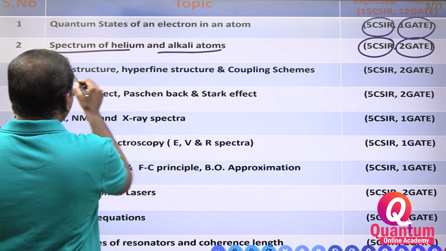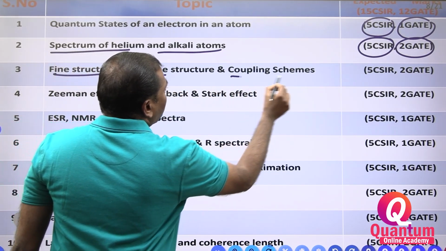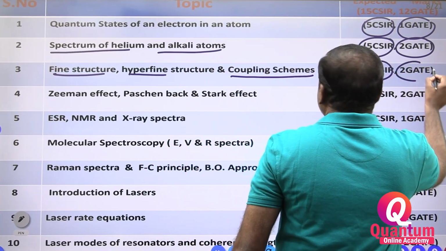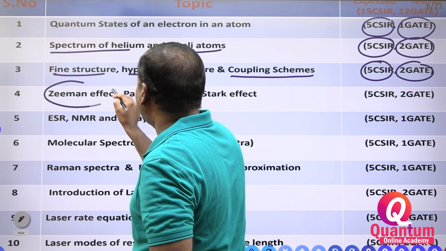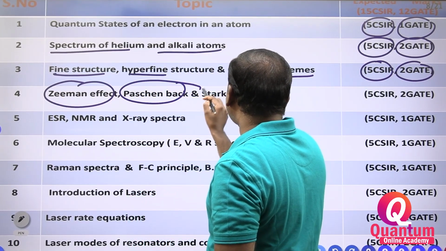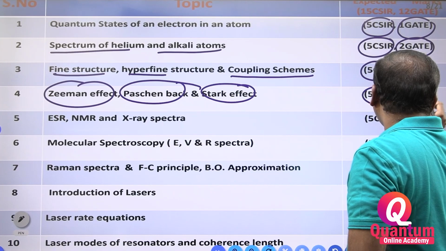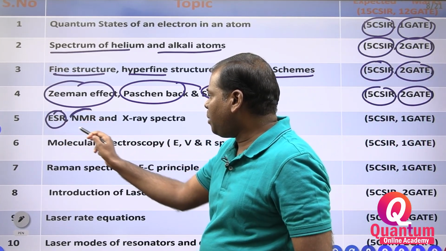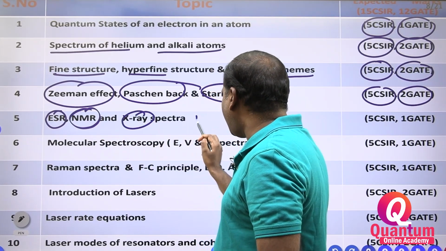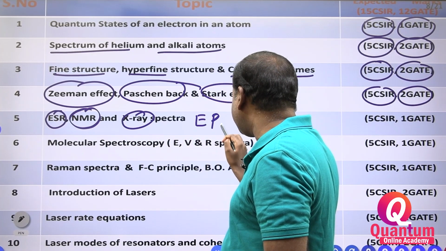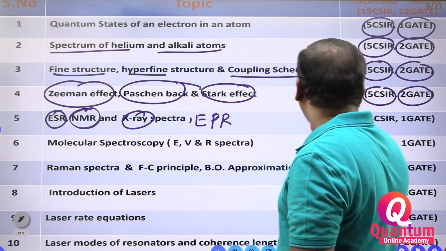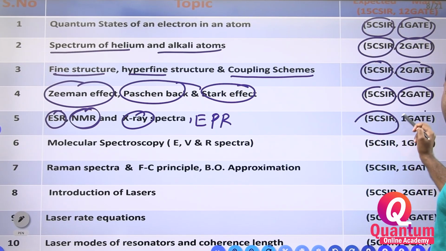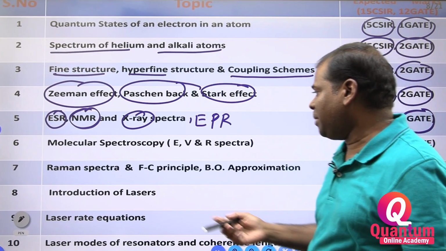Fine structure, hyperfine structure, coupling schemes. That is 5 marks, and 2 marks in GATE examination. Zeeman effect, Paschen-Back effect and Stark effect. You are getting 5 marks and 2 marks in GATE exam. ESR spectrum, NMR spectrum, X-ray and EPR also you have to take from here. All the spectra I wrote in this. Any spectra you get, that is a 5 marks question, or 1 mark in GATE examination.